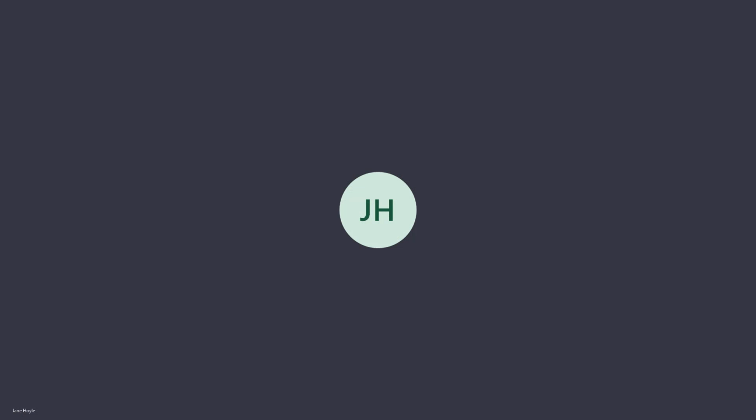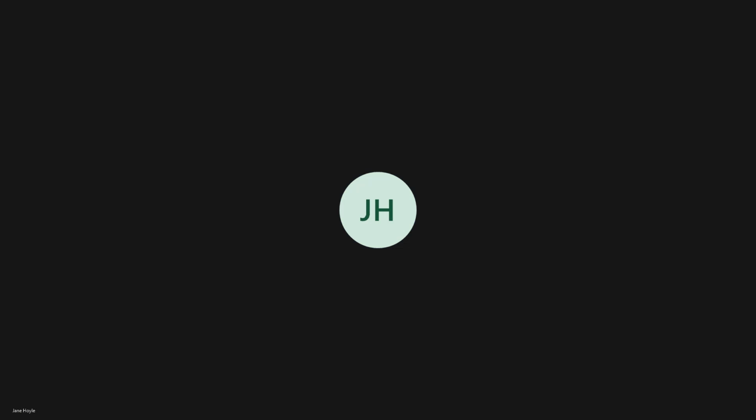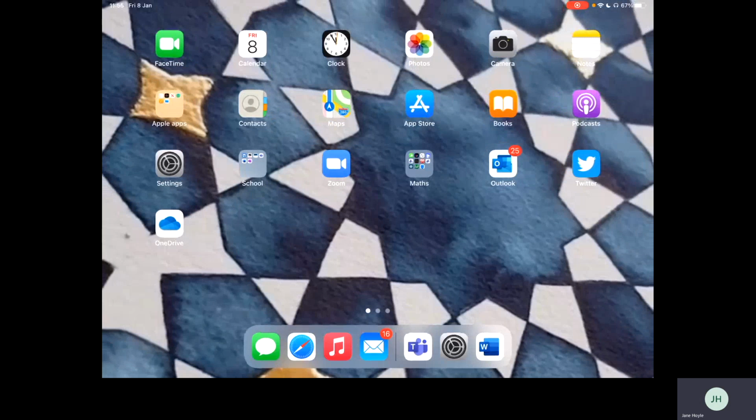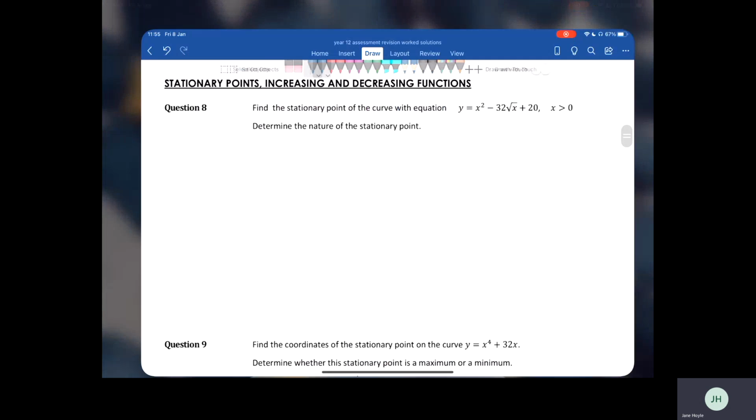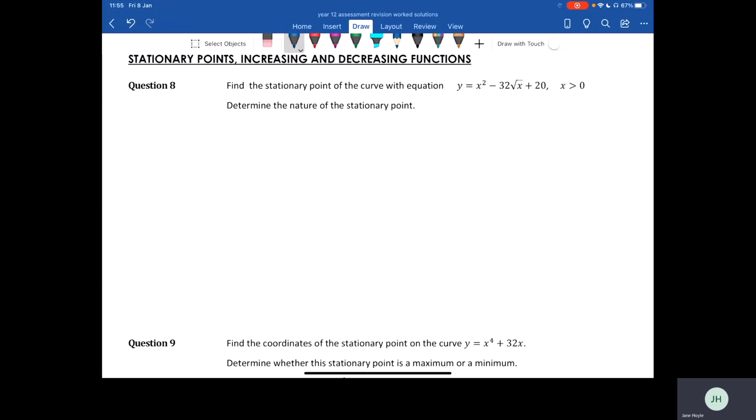Hi, Year 12. In this video, we're going to go through stationary points and increasing and decreasing functions. So, just finding the questions. Here we go. So, stationary points.